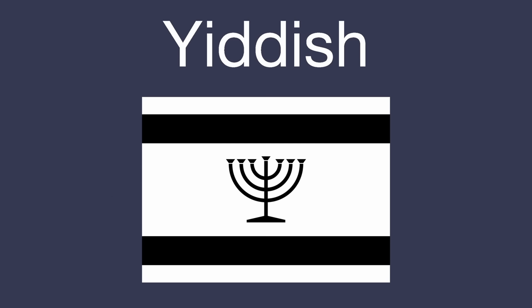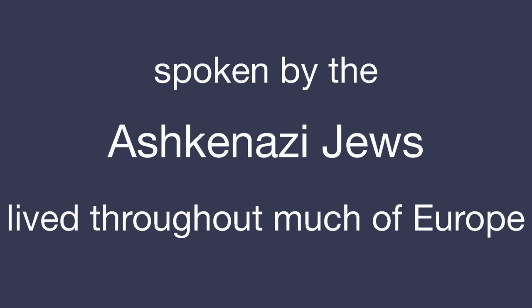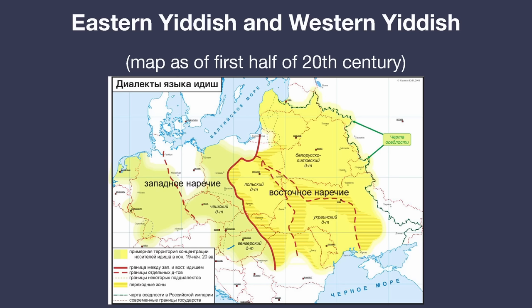Next up is Yiddish. The language was spoken by the Ashkenazi Jews, who lived across much of Europe. There were Eastern and Western dialects, but the Western dialects died out in the 1800s due to language assimilation. And then in the mid-1900s, an unspeakably awful atrocity happened, leading to 5 million of the 11 to 13 million Yiddish speakers to be killed.